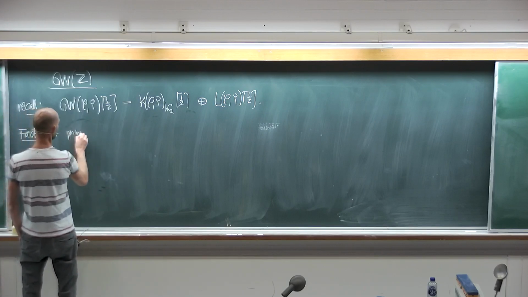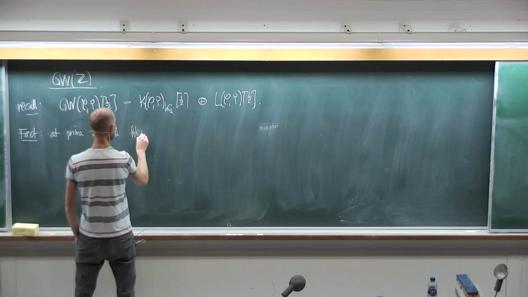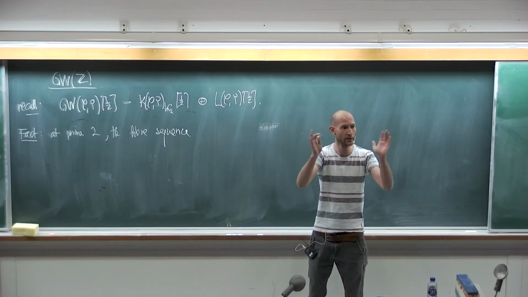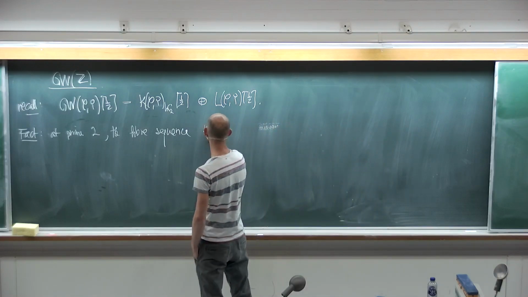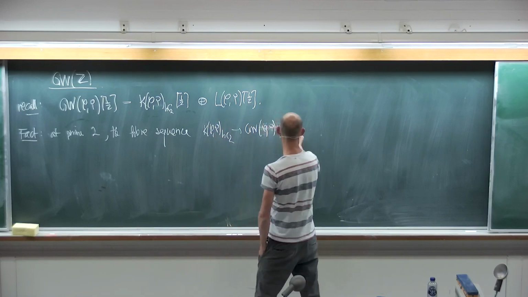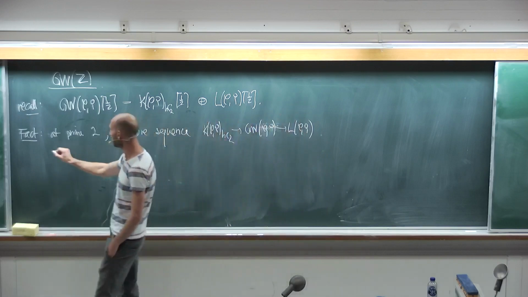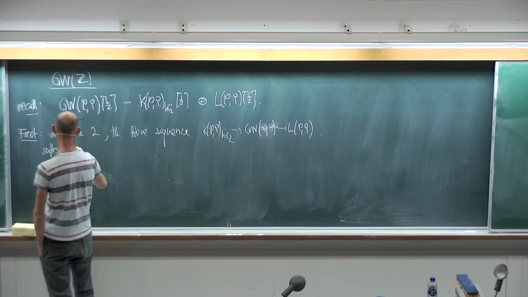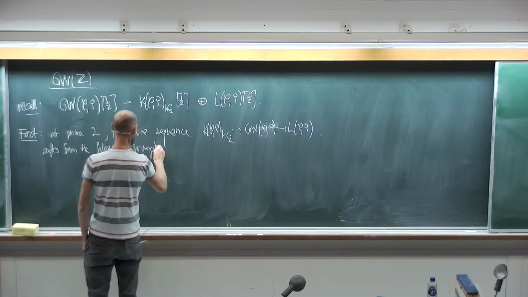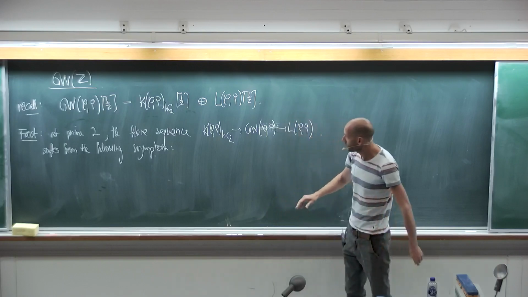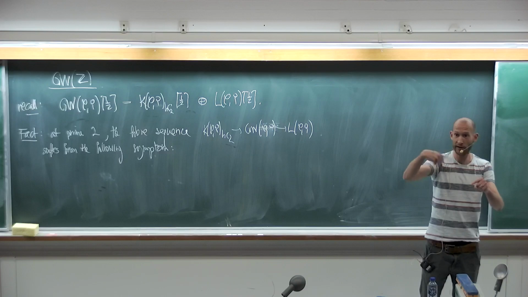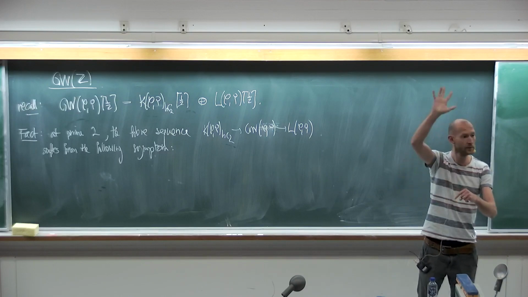At prime 2, and by this I mean if I'm interested in 2-local or 2-complete information of GW, the fiber sequence K of C homotopy C2 to GW of C with form parameter to L of C with form parameter suffers from the following symptom. It's just a fact of life that the group homology of C2 is 2-torsion. If you just calculate it on Z, that's the homology of RP infinity, you find a lot of Z mod 2s.